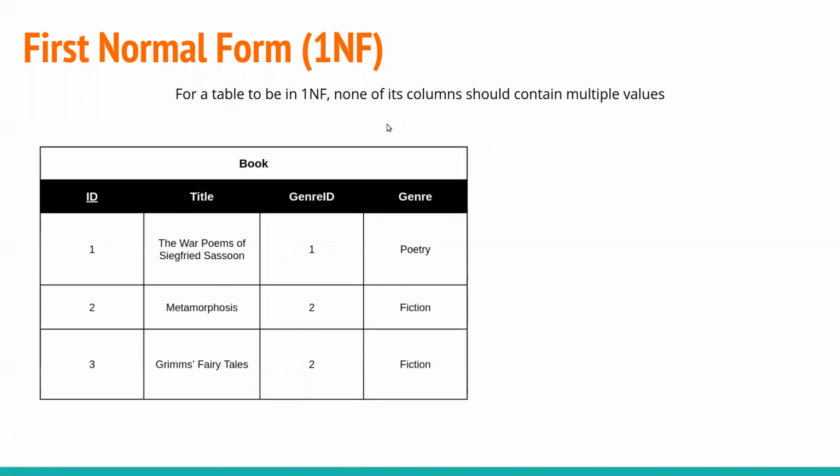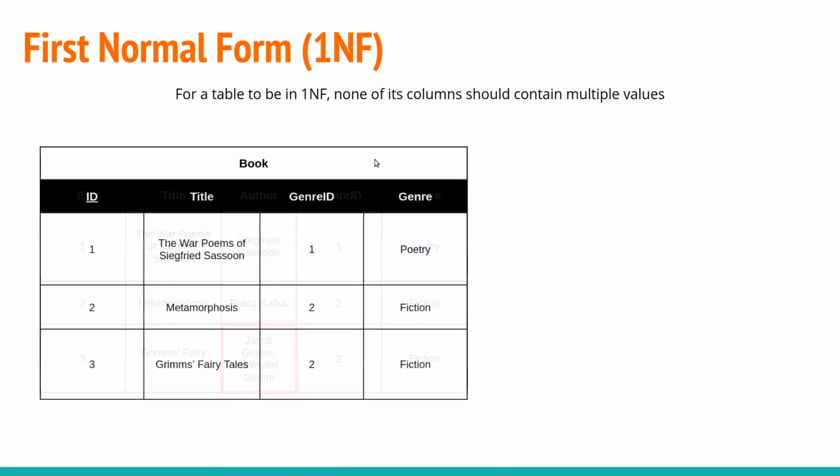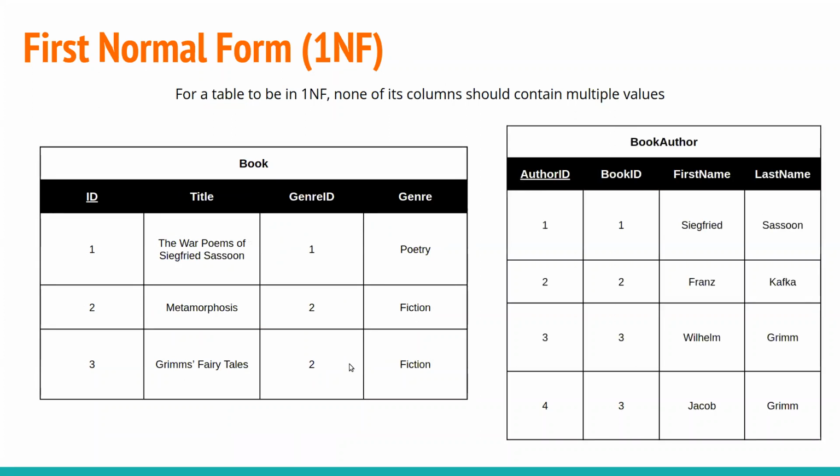Okay, so how do we solve this? It's actually pretty simple. You just remove the author column. But now you might say, this clearly did not solve the problem, because now our books don't have authors. And this is where it gets a little freaky. You create another table for authors.